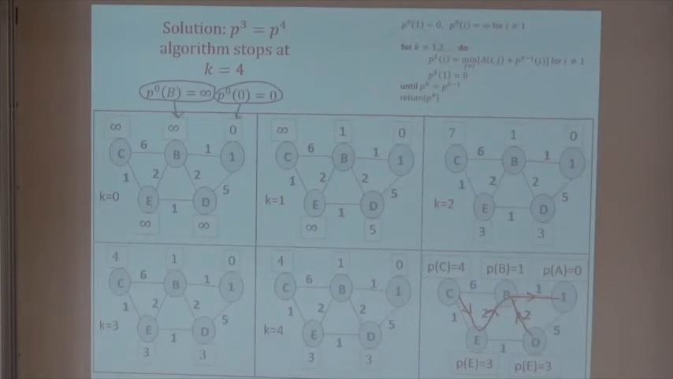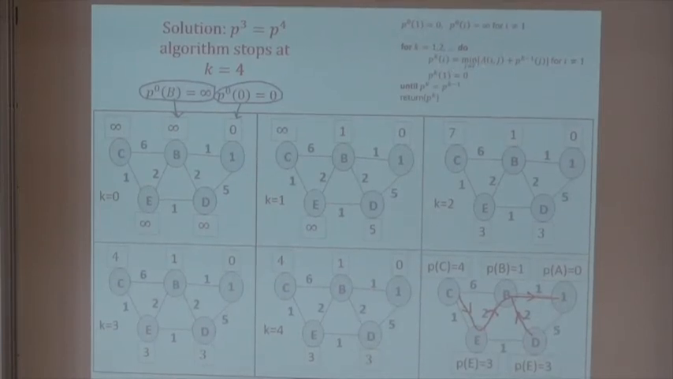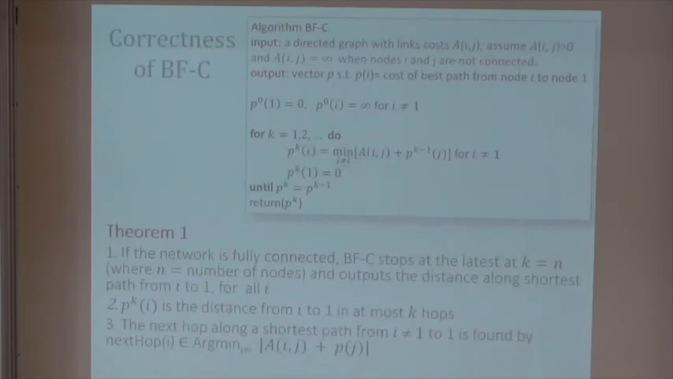So by running a computation similar to this one, which consists in computing the minimum of this plus the final P, and looking for which j we obtain the minimum, that also gives us where to go. That's the second piece of information we get from this, which is encapsulated in this theorem. The theorem says that it works. If the network is fully connected, it stops at the latest at n, but in practice much less, and outputs the correct distances.